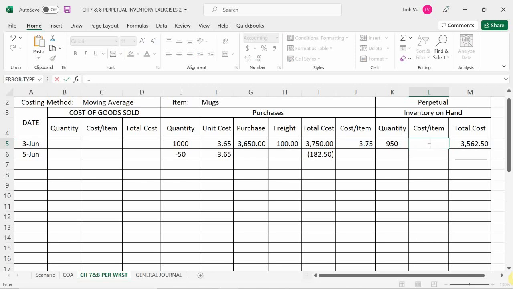Again, you can figure out your numbers here. So in this case, 3750 minus 182.50, in parentheses, divided by my total number of units of 850. So what should be my cost per item here? You put 850, isn't it supposed to be 950? Yes, sorry. Let me fix that. Thank you.